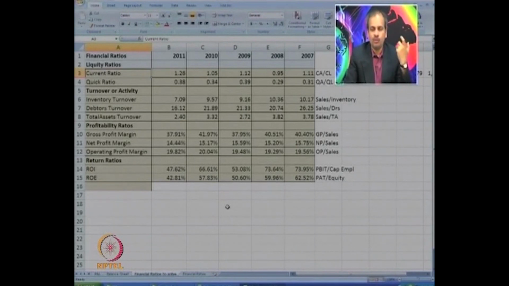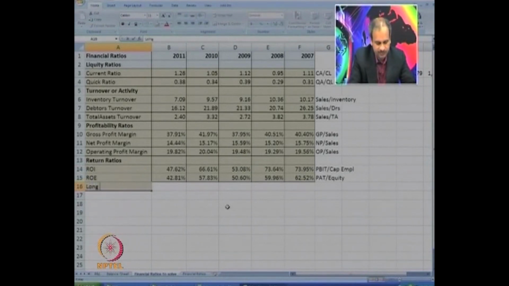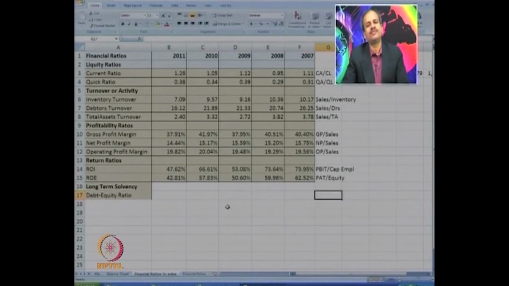Now, we will do one or two more types of ratios. What are the remaining types of ratios? Do you remember? One more type of ratios is related to long term solvency. Which are the ratios in this category? Long term solvency. Just try to remember. The popular ratio is the debt equity ratio. So, what is the formula of the debt equity ratio?